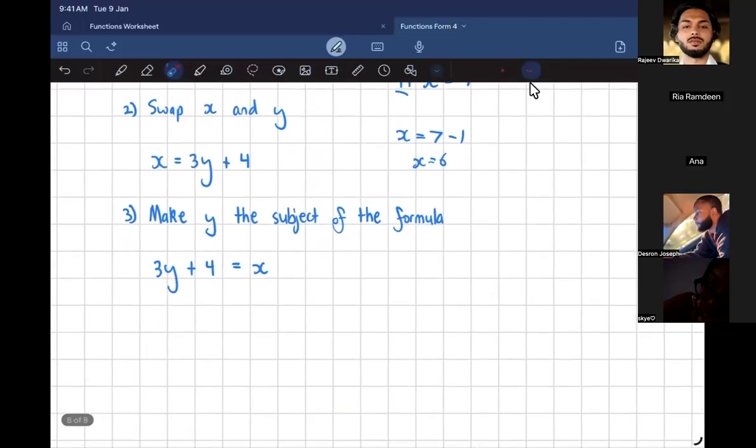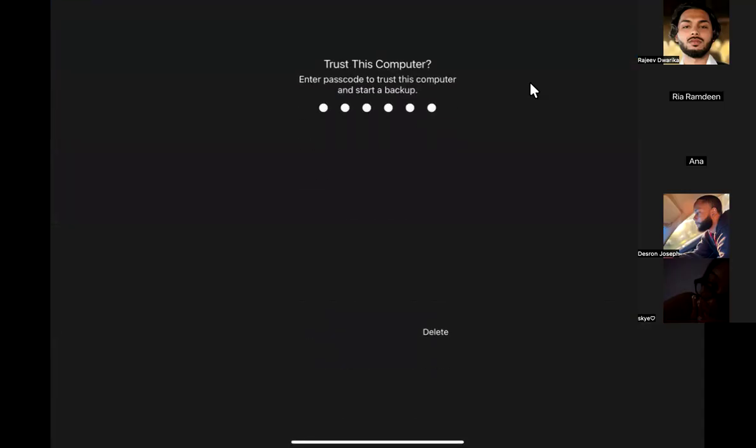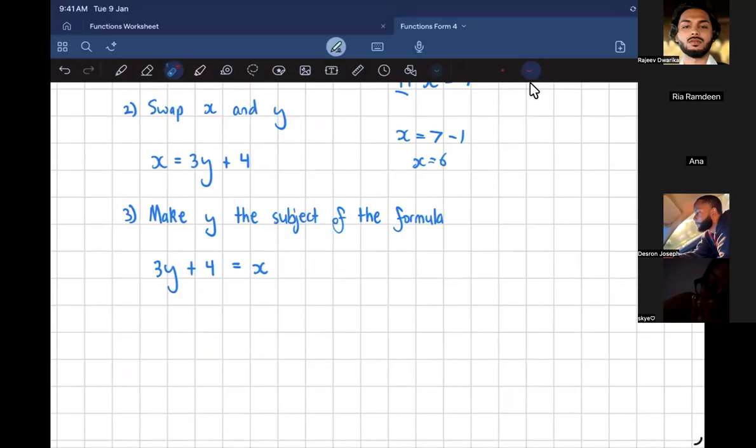Y should be the only thing on the left-hand side. It shouldn't have anything other than y. Now, what do I think is the first thing I should do? Divide by 3 or move across the positive 4? What do you all think I should do first? Divide by 3 or minus 4?